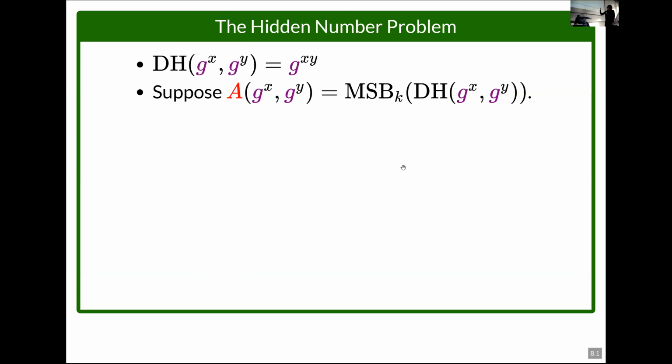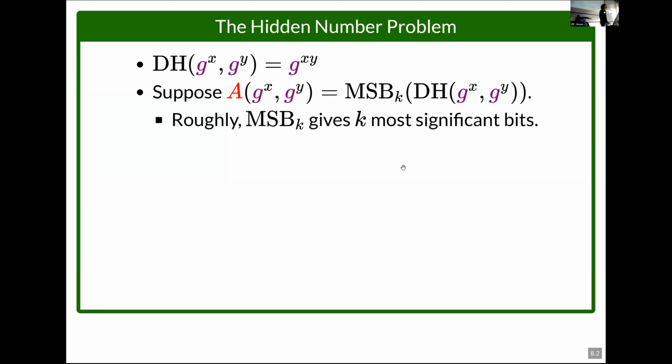So suppose we have some algorithm which can compute the most significant bits of this Diffie-Hellman output, MSB sub k. Well, this is not quite the most significant bits. We'll talk more about how this is defined, but essentially think of it as k bits of information. So suppose we can get some information about this Diffie-Hellman key.